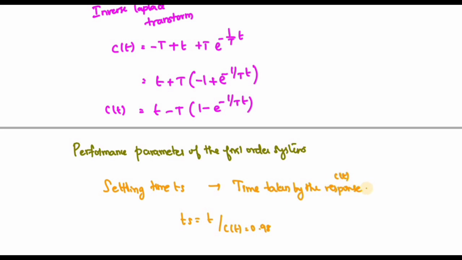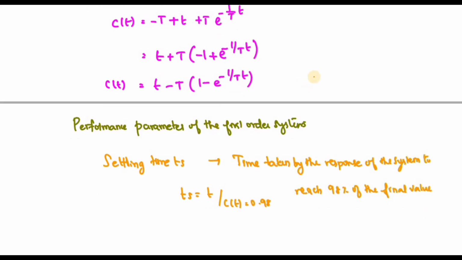What is the response of the system? That is C of t. It's the response of the system to reach 98% of the final value. T must be in terms of some value of t, right? It may be either 4 of t or 5 of t, 6 of t. Like that, if you substitute, you can find the answer of C of t is equal to 0.9.